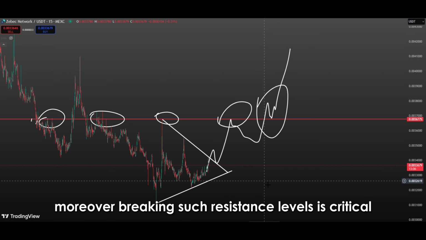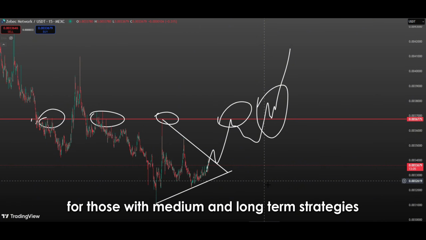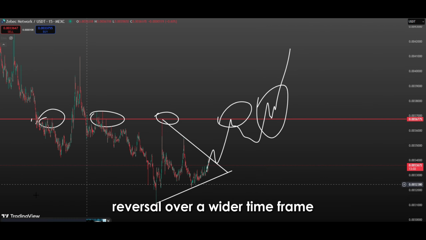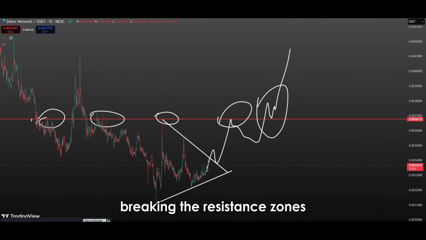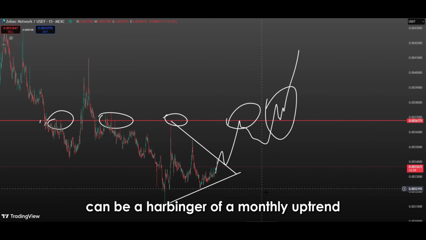Moreover, breaking such resistance levels is critical not only for short-term traders, but also for those with medium and long-term strategies. This is because it can be a strong signal of an upward trend reversal over a wider time frame. Breaking the resistance zones, especially on the weekly charts, can be a harbinger of a monthly uptrend.